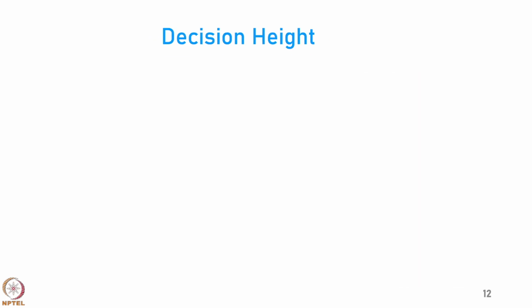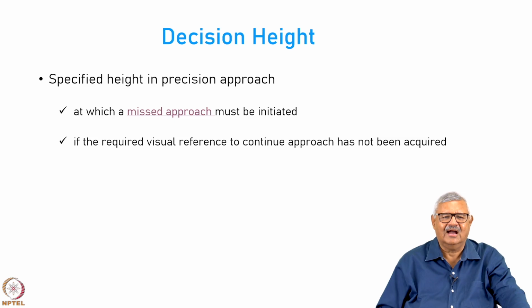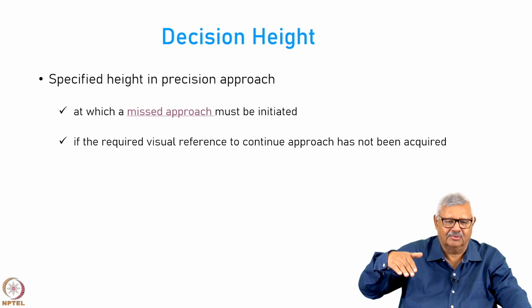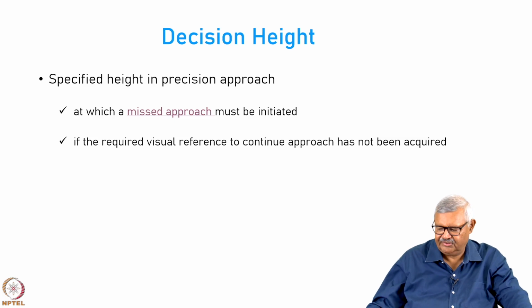Another concept that we need to understand when we look at the ILS categorization is decision height. The decision height is the specified height in precision approach at which a missed approach must be initiated if the required visual reference to continue approach has not been acquired. So, when the pilot is along the approach to land, there is a particular height at which the pilot confirms whether the runway is visually seen or not. If it is not seen, the pilot is supposed to execute a missed approach.